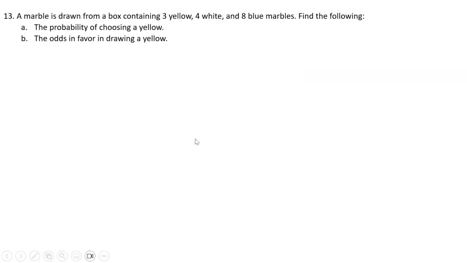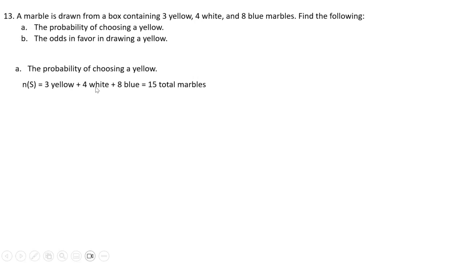Number 13. A marble is drawn from a box containing 3 yellow, 4 white, and 8 blue. Find the following. The A part, guys, is different from B, because the A part is a probability, and then B is the odds in favor. So for the A part, we're going to count the total marbles. There's 3 yellow, 4 white, and 8 blue, which would be 15, right? So that's my sample space.